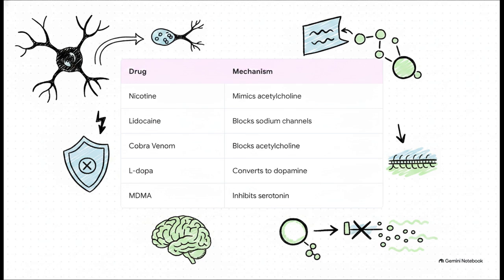working on your teeth. Cobra venom also targets acetylcholine receptors, but it blocks them entirely, which leads to fatal muscle paralysis. On the medical side of things, L-Dopa is a chemical precursor that the body converts into dopamine, helping to restore motor function for patients with Parkinson's disease. And finally, MDMA inhibits the reuptake of serotonin at the synapse, forcing this temporary artificial increase in serotonin levels in the brain. Each one of these really highlights just how incredibly sensitive our neural pathways are to chemical interference.